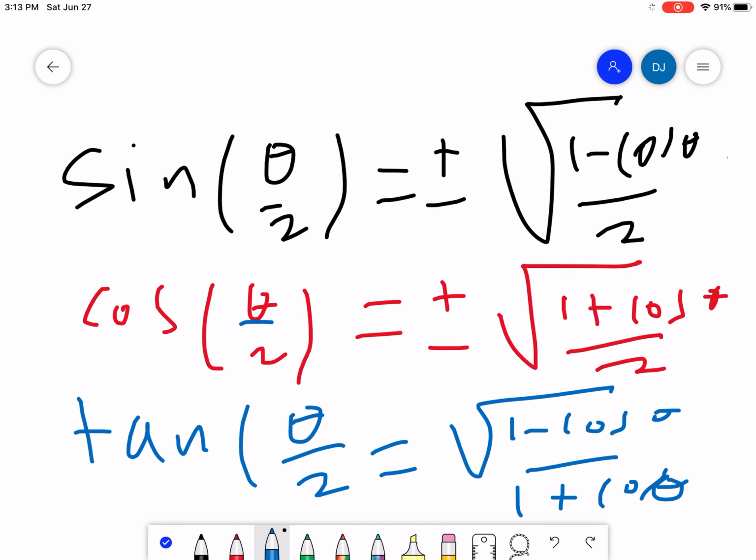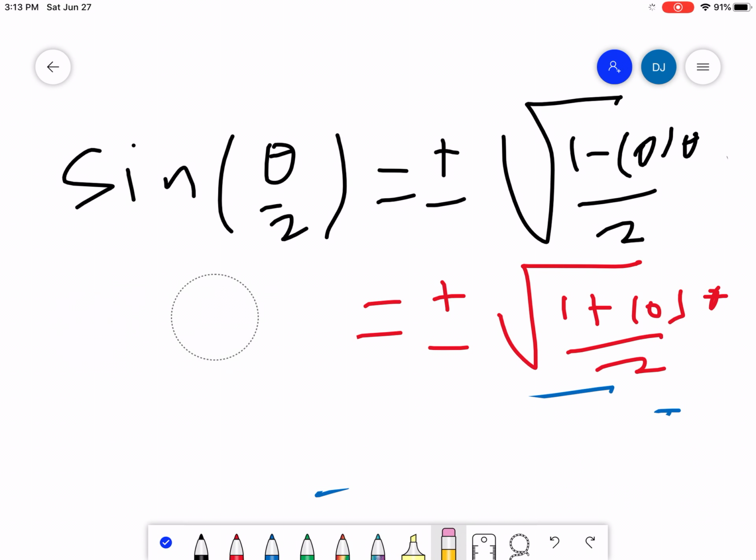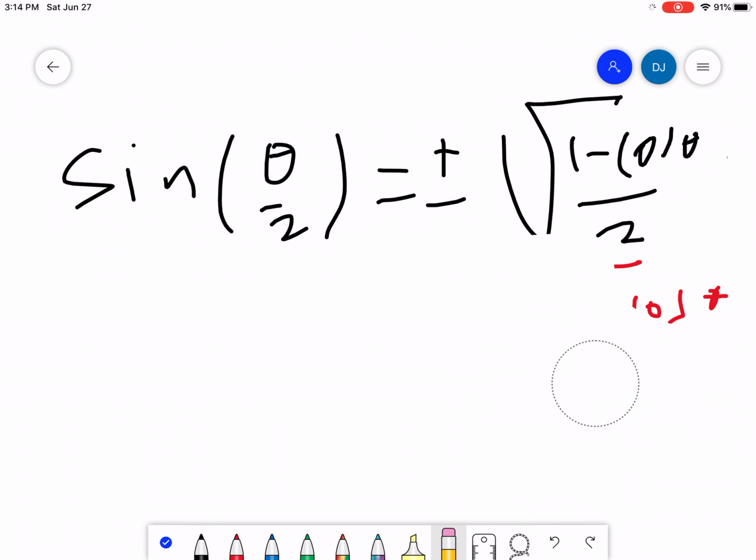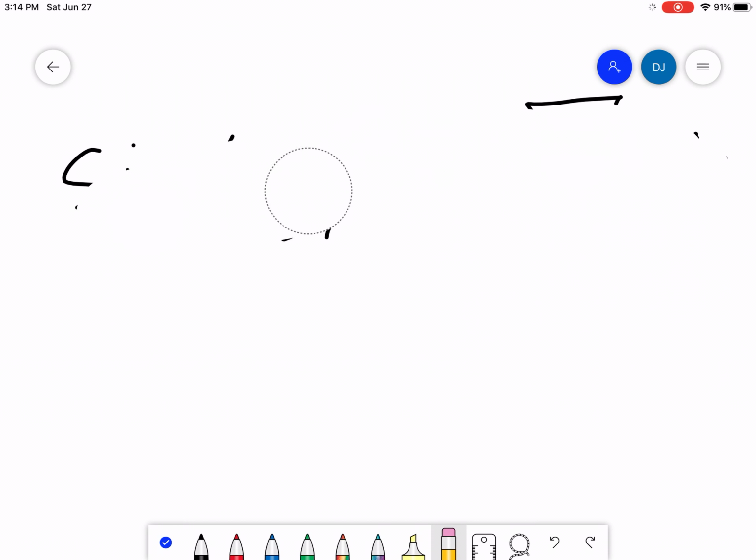So essentially, those are the basic trigonometric identities that we covered. And we'll cover sum to product and product to sum in a later video, because that one is a little bit more advanced.